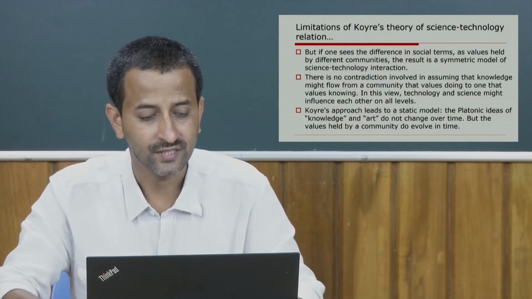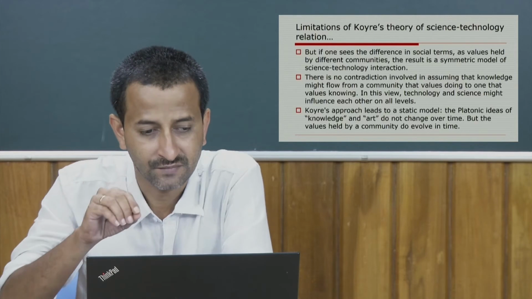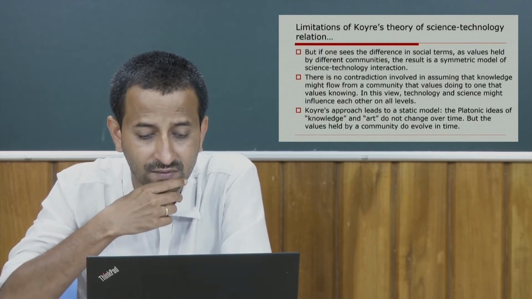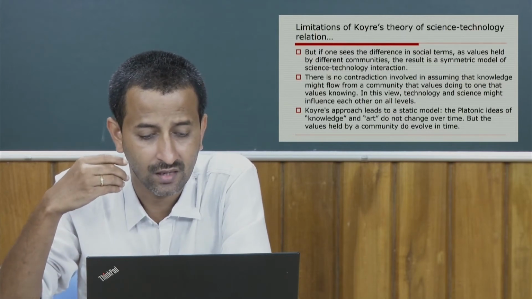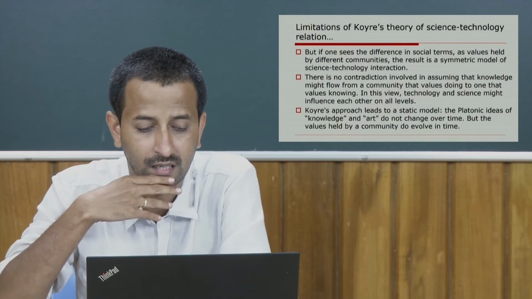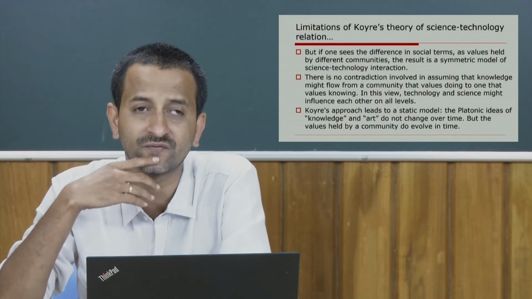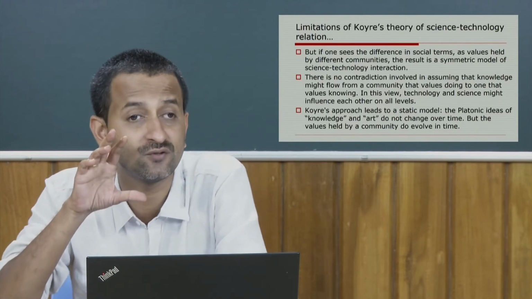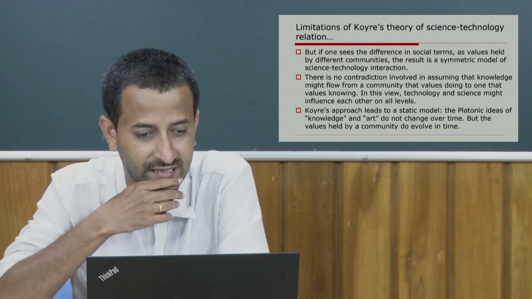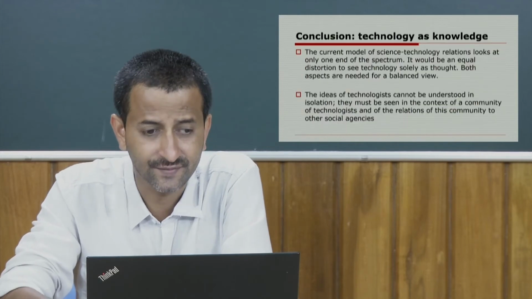In this view, technology and science might influence each other on all levels. Similarly, Coates' approach leads to a static model, that is, the Platonic ideas of knowledge and art do not change over time, but the values held by a community do evolve in time.